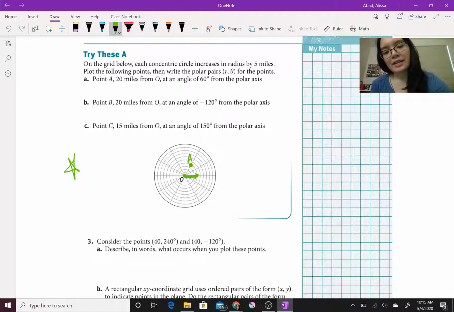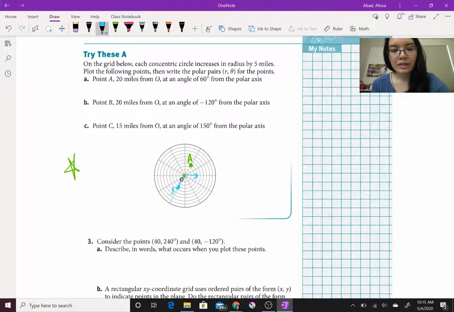That's going to be point A. Point B, 20 miles from the origin at an angle of negative 120 degrees from the polar axis. So this time it is 20 miles, so that's still the same distance from the origin, but it's going negative 120 degrees, so that means I'm going to go in the opposite direction, going clockwise. So this is 90 degrees over here, and then 120 degrees is here. So it is located just over here. So that's B.